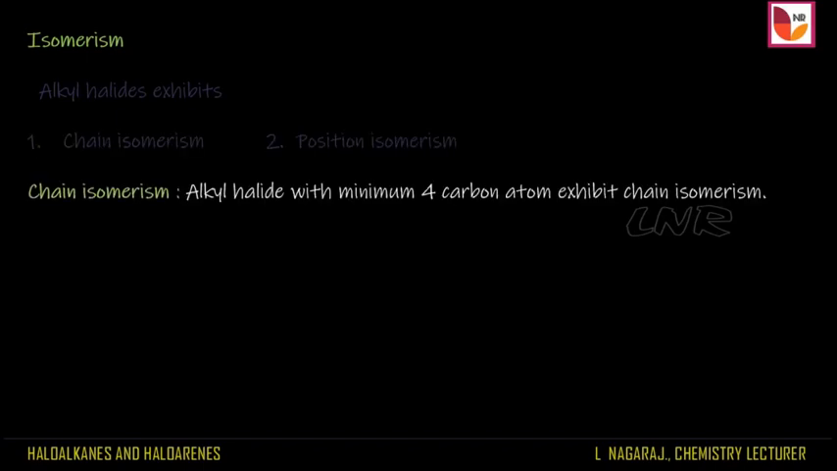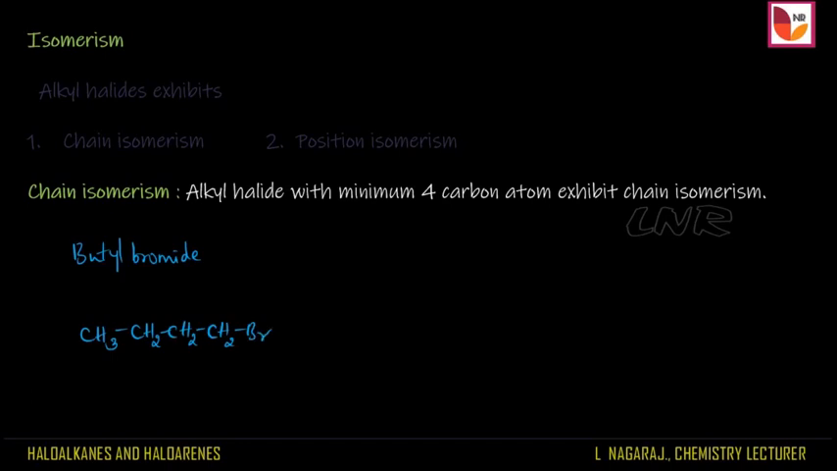If a haloalkane has 4 or more carbon atoms, it can exhibit chain isomerism by making a branched or straight chain compound. Let us take an example, butyl bromide. Butyl bromide has 4 carbon atoms. The formula for the molecule is to be represented as CH3, CH2, CH2, CH2, and it is Br.